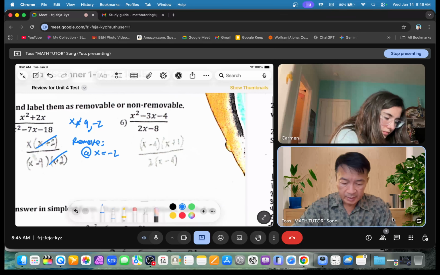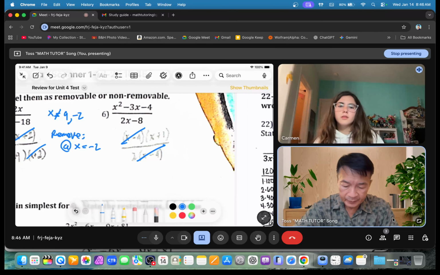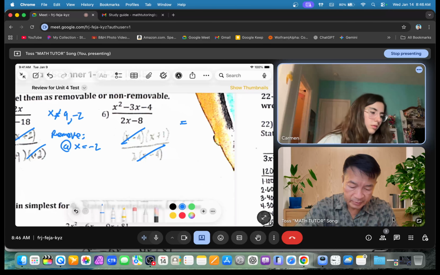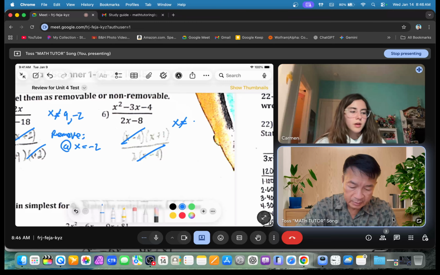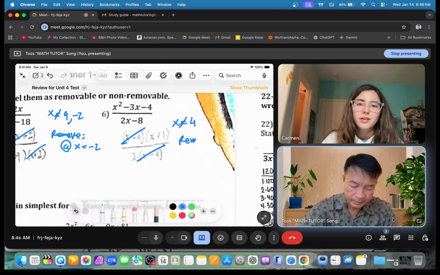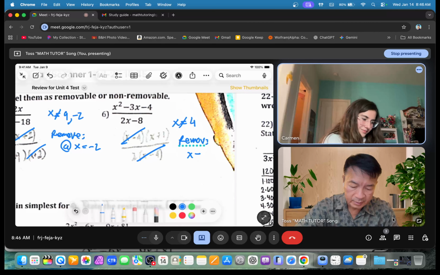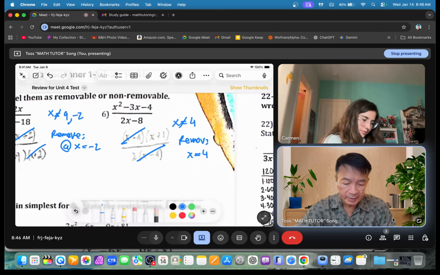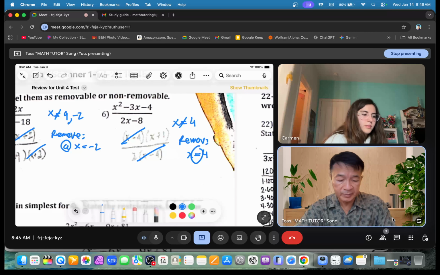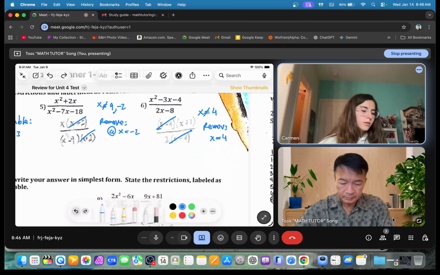Okay, this one. Yes, cancel this out. And then the restriction: x can't be 4. And then removable. Okay, that makes sense. Removable at x equals 4. Yes, you have to say equals. Okay, removable, x equals 4.